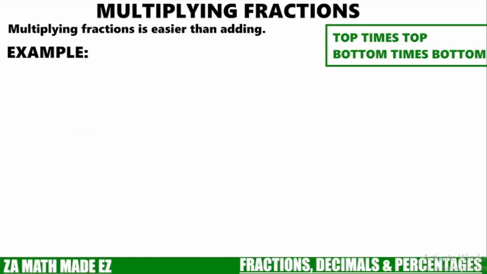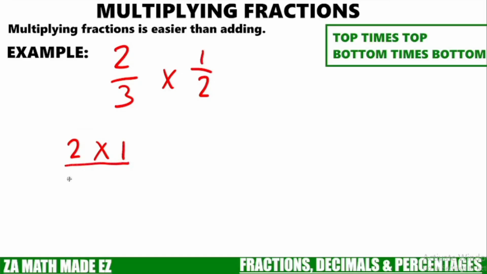Now multiplying fractions. Multiplying fractions is actually easier than adding fractions. It's very simple. Just top times top and bottom times bottom. For example, 2 over 3 times a half. Now what you want to do is take 2 times 1 and then 3 times 2. So you multiply the bottoms with each other and the tops with each other.